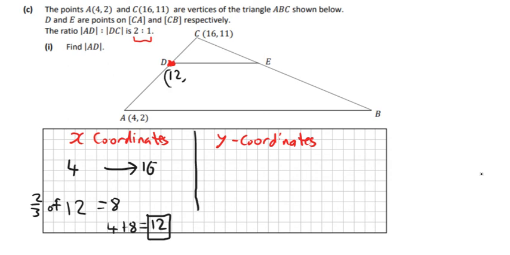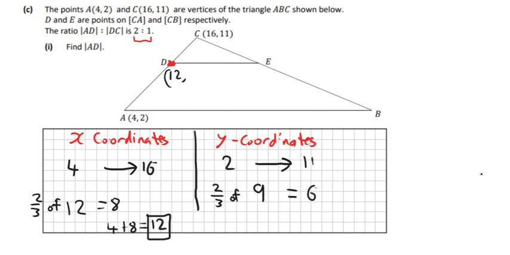The y, I'm going to do the same thing. I'm going from 2 up to 11. So my y coordinates are 2 and 11. So think about that. I'm trying to see what is 2/3 of the way from 2 to 11. Well, if I do 11 take away 2, that's 9. So 2/3 of 9 is 6.